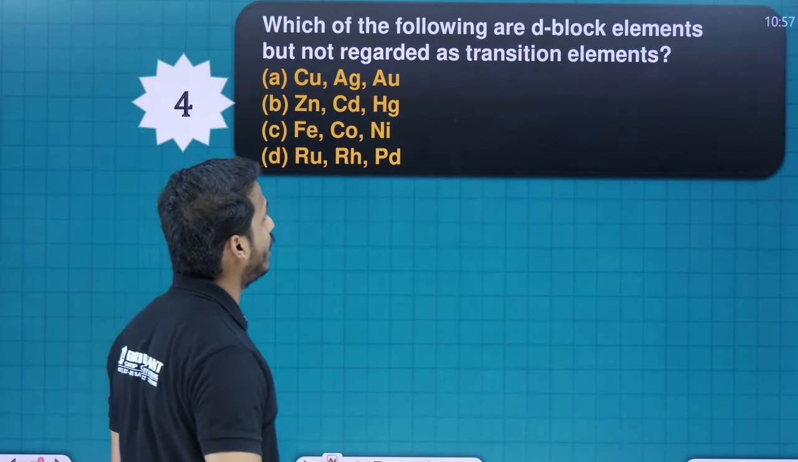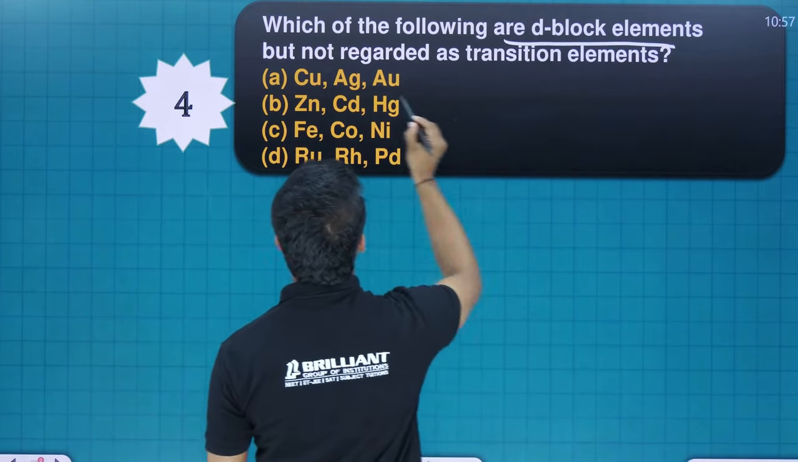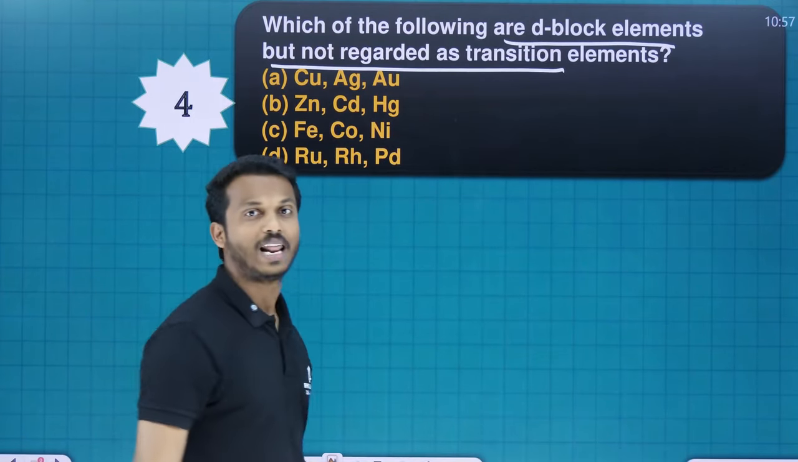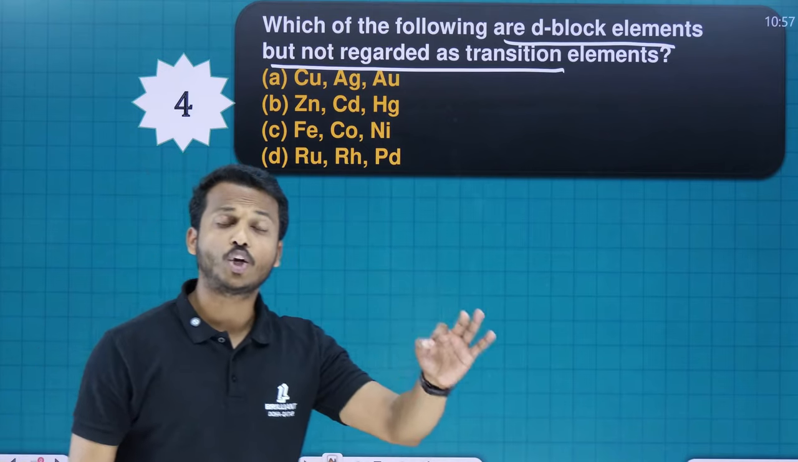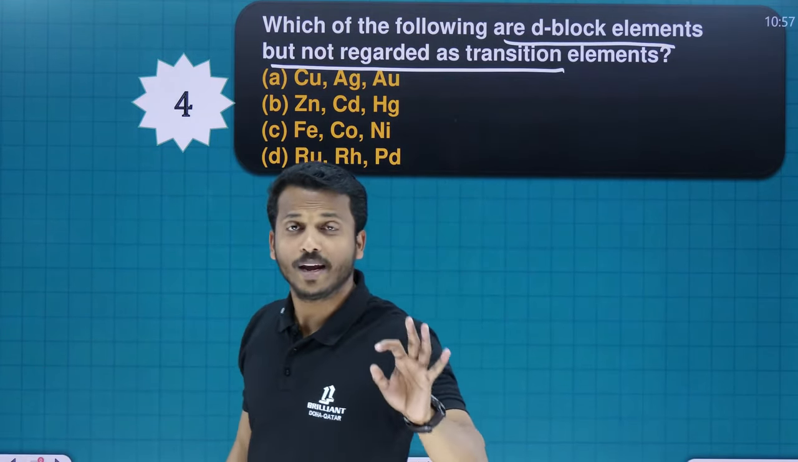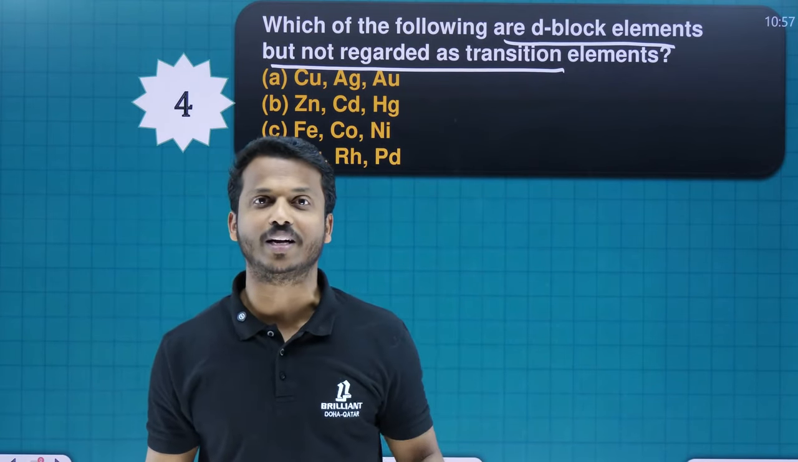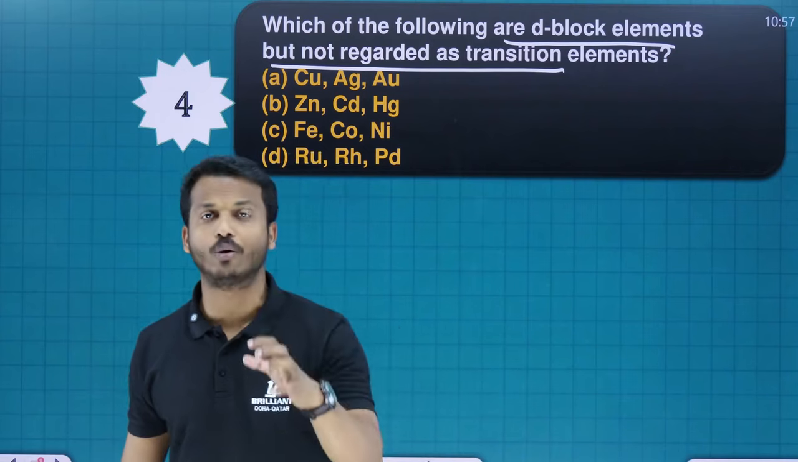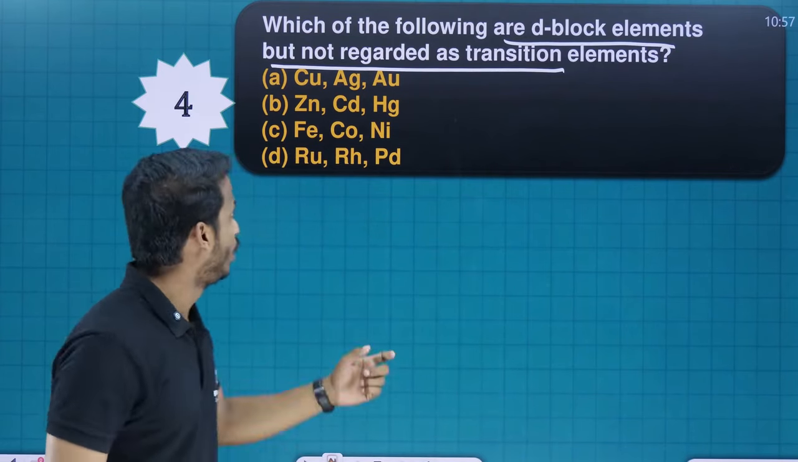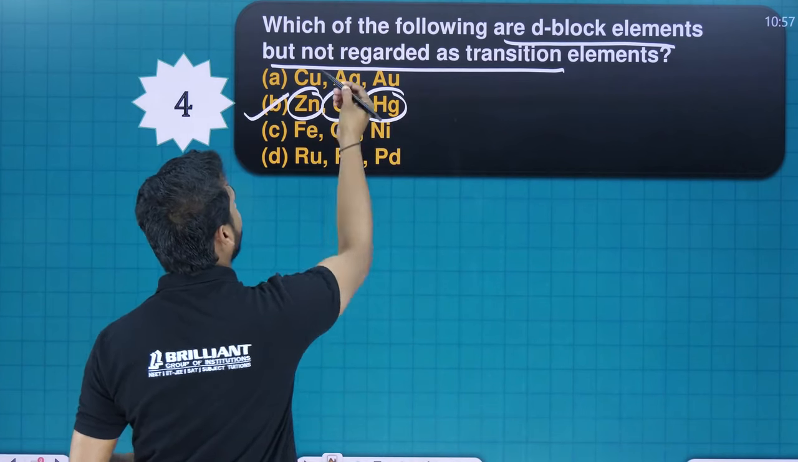Question number 4. Which of the following D block elements are D block elements but not transition elements? If it wants to be a transition element, what is the condition? It should contain incompletely filled d orbitals either in their ground state or in their oxidation state. You know the set of elements: zinc, cadmium and mercury.